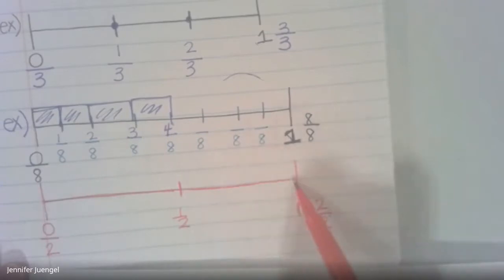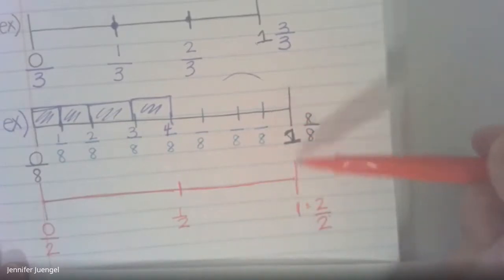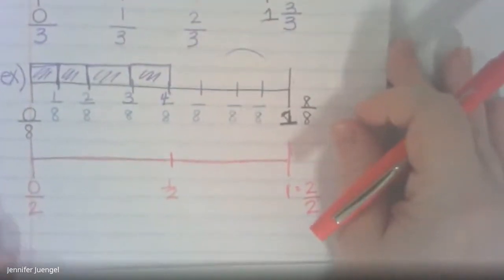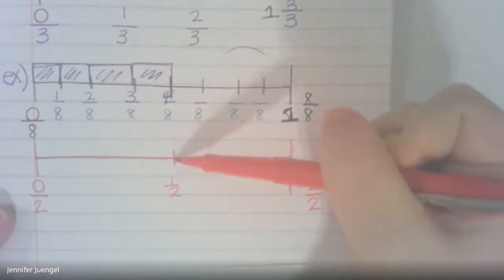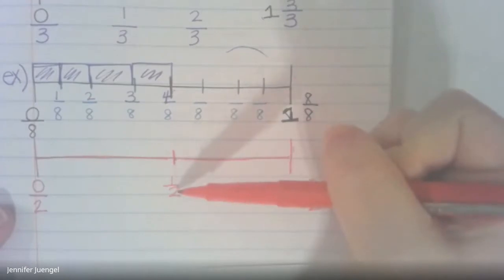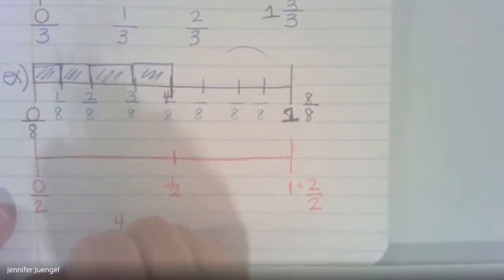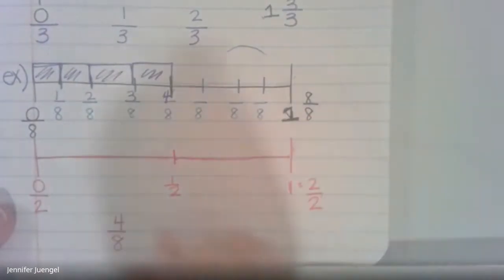So if I look at these 2 number lines right next to each other, I can start to see equivalence right away. I can see that 4 eighths is at the exact same spot on this number line as it is on this number line, but it's labeled as 1/2. That shows me some equivalence. That tells me that 4 eighths is equal to 1/2.